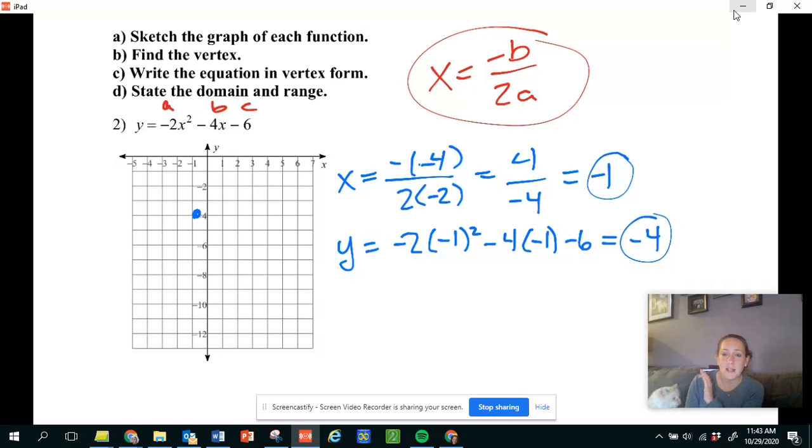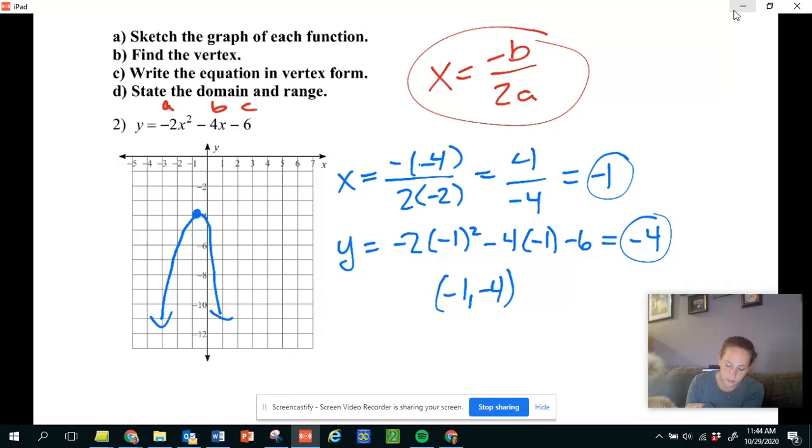Since a is negative, the parabola is going to be going down. And since a is a number that's bigger than 1, or no, the magnitude is bigger than 1, it's a stretch, so it's going to be more narrow. So it's going to go down, like that, and be more narrow. So my vertex is at -1, -4.